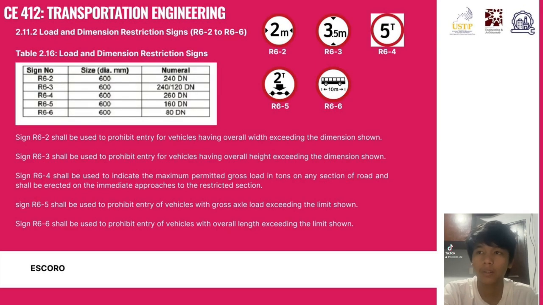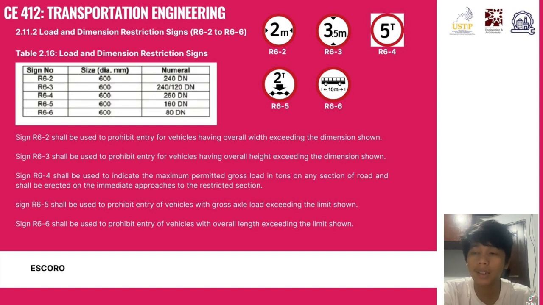So for 2.11.2, the load and dimension restriction signs. You can see here the table, sign number and the size and the numerals. The sign R62 shall be used to prohibit entry for vehicles having overall width exceeding the dimension shown. Next is the R63, shall be used to prohibit entry for vehicles having overall height exceeding the dimension shown.